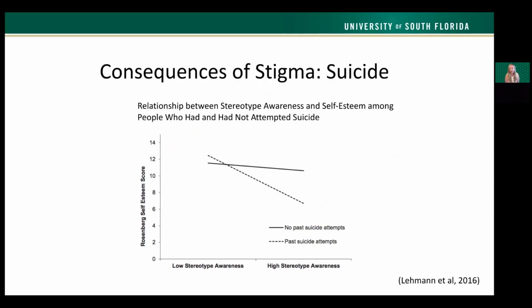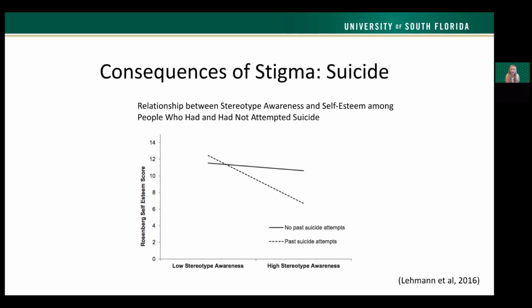And then the final study that really highlights the connection between stigma and suicide is this one that looked at the relationship between stereotype awareness, so that first piece in the self-stigma model, and self-esteem among people who had and had not attempted suicide. So in this figure, the solid line are people who had no past suicide attempts, and the dotted line are people who had a past suicide attempt.